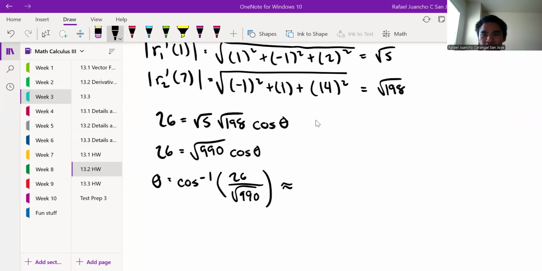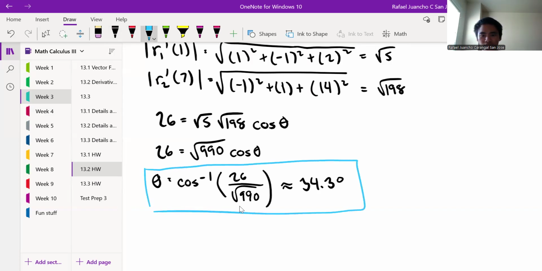Then approximately, I put in the nearest degree. GPT is not working, so let me just do this myself. I got 26 divided by square root 990. In degrees, I get around 34.3.